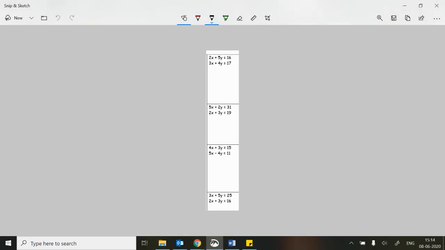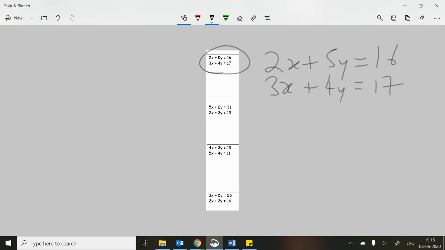Okay, so for the last four questions, they get a bit more complicated again. So these again are simultaneous equations, but you'll notice here, right, out to the side, 2x plus 5y is 16, and we've got 3x plus 4y is 17. Now you'll notice here that we have different x's and different y's. And what we want to do is make either the y's the same or the x's the same.